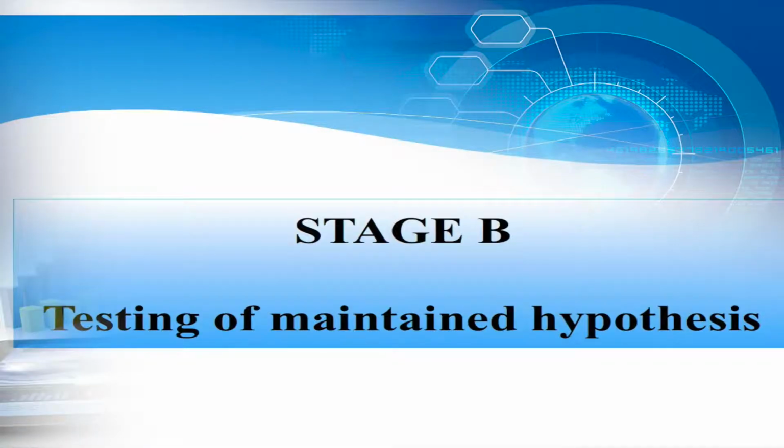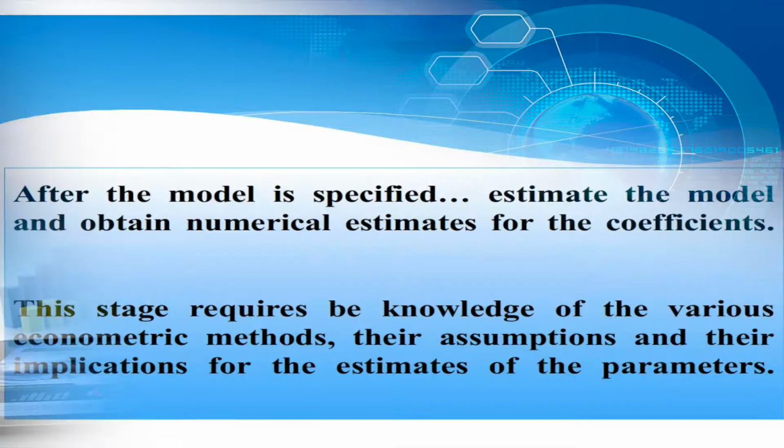After stage A, we are moving to stage B. In stage B, we are estimating the regression model. After the model is specified, econometricians proceed to estimate the model and obtain numerical estimates for the coefficients. This is a technical stage. This stage requires the knowledge of the various econometric methods, their assumptions and their implications for the estimates of the parameters.